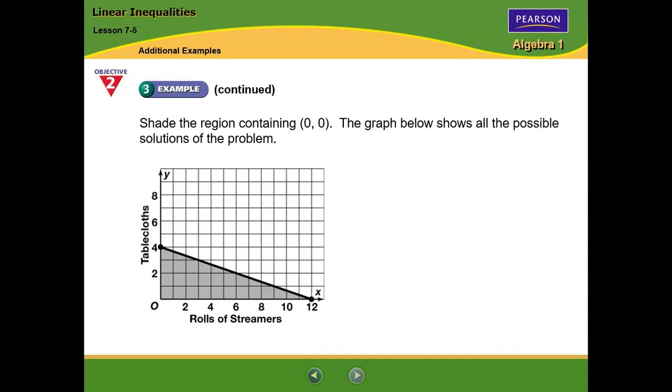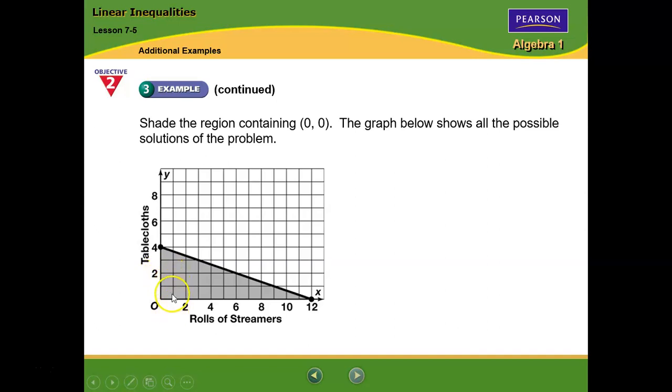If you get too close to that line and then you give me an ordered pair that's above the line, it's not going to be a solution. So let's look at some possibilities here. Remember, this represents the rolls of streamers. We could buy 1 roll of streamers and 1 tablecloth. That's in the shaded region. That would be that point right there, 1, 1. That's a combination.